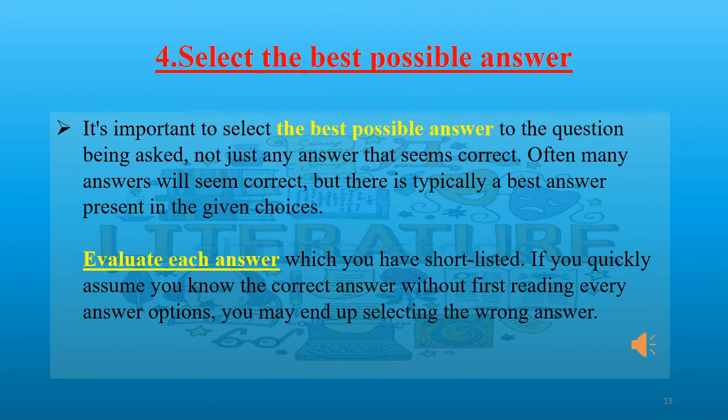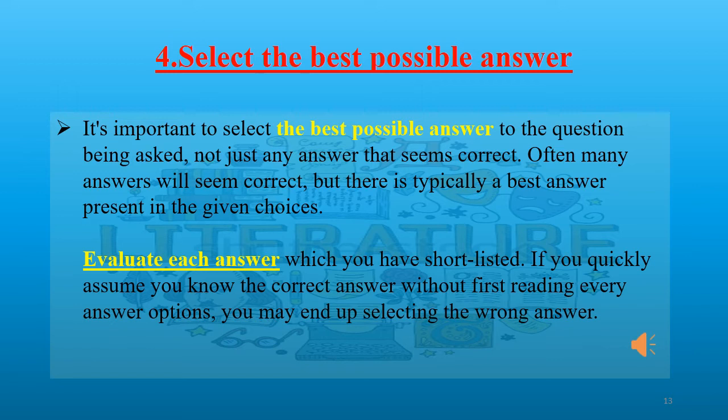The fourth strategy is to select the best possible answer. It is important to select the best possible answer to the question being asked, not just any answer that seems correct. Often, many answers will seem correct, but there is typically a best answer present in the given choices. For example, there could be two answers which you think are correct. Among those two, you must identify which is the best possible answer or nearest to the required answer. You should select that answer.